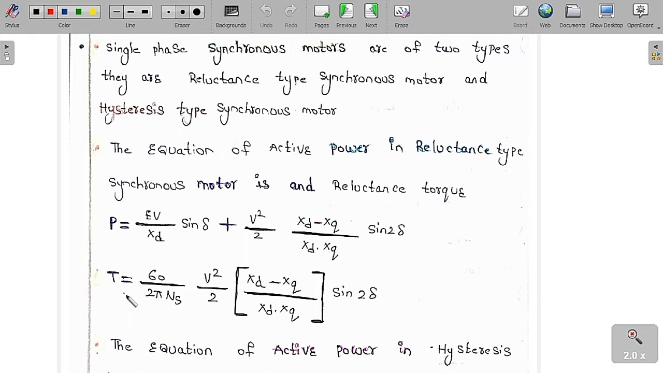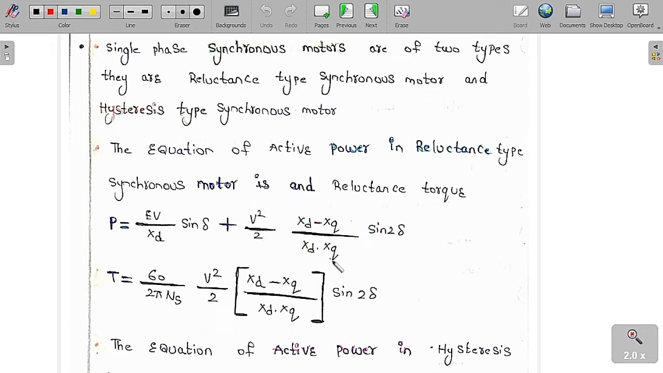But P is equal to T into omega, so T is equal to P by omega. If you do P by omega, we are going to get 60 by 2 pi Ns into V square by 2 into (XD minus XQ) by (XD into XQ) into sin 2 delta. The first component you are not going to get. You have to take only this component.